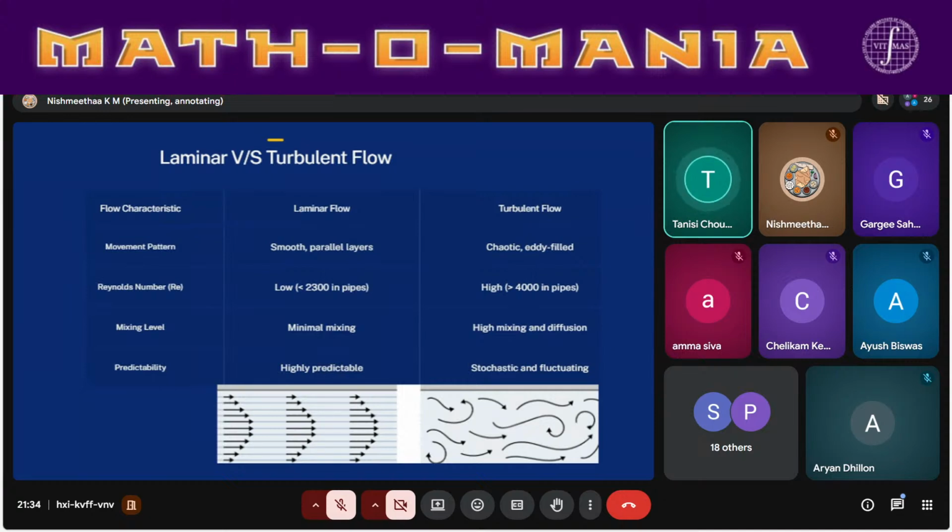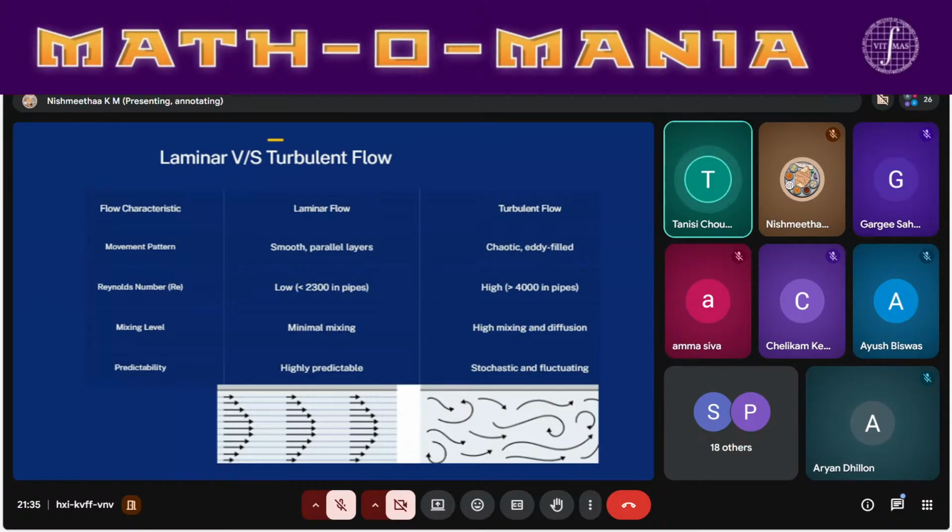And now, if we're speaking of Reynolds number, it is basically a representation of the ratio of inertial forces to the viscous forces of the fluid. And the formula for the same is rho V D by mu, where rho represents density, V the velocity, D the diameter, and mu is the viscosity of the fluid.